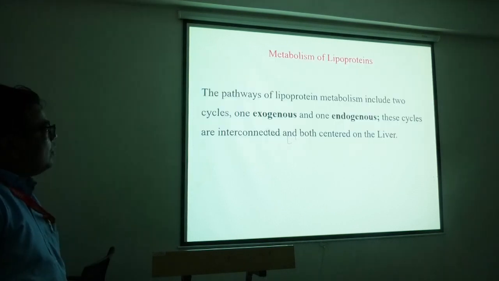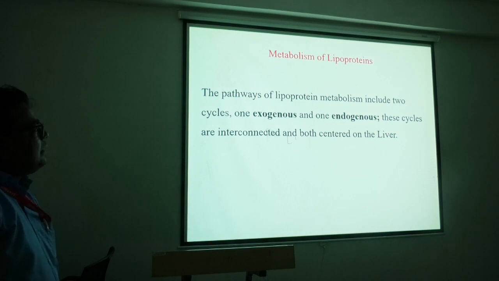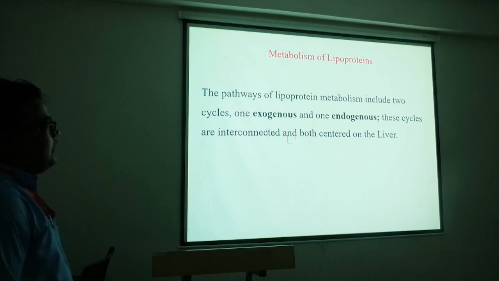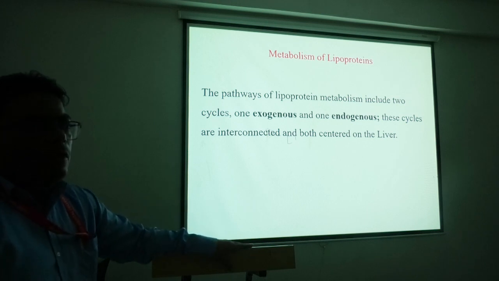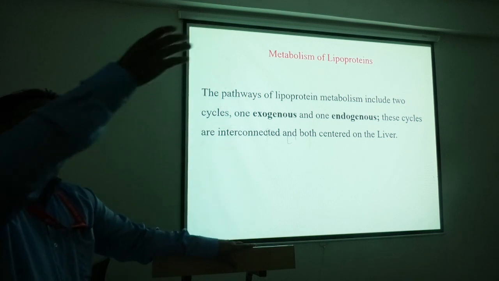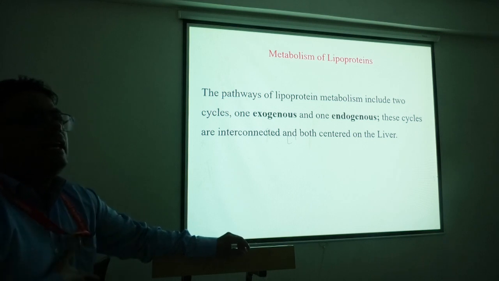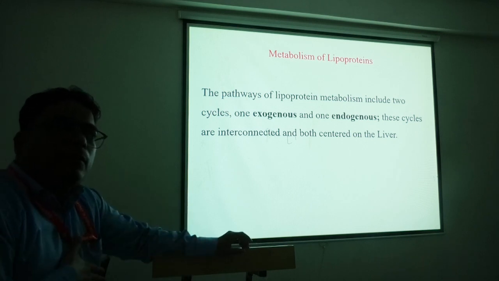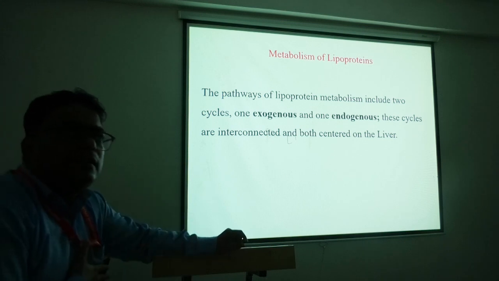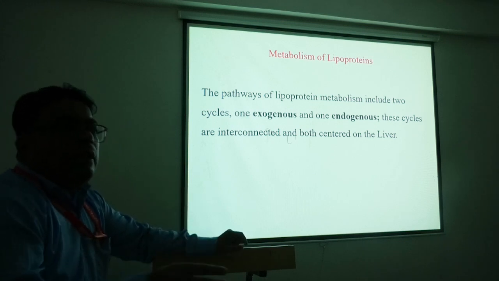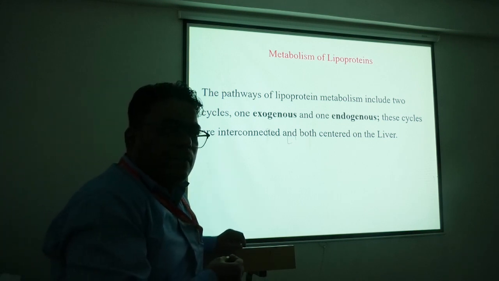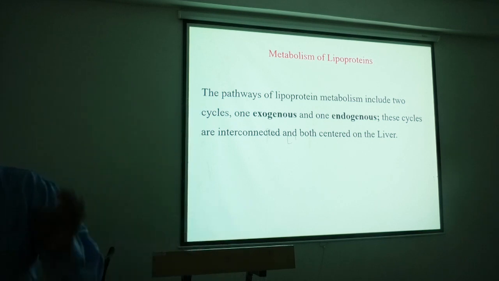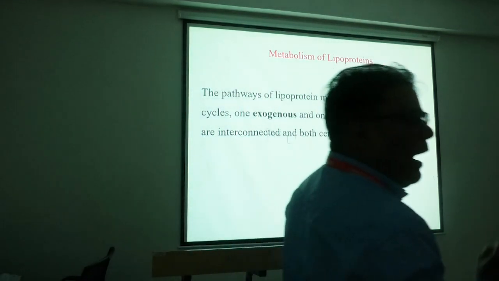Now we see one by one all of these things. Metabolism of lipoproteins. The pathway of lipoprotein metabolism includes two cycles: one exogenous, second endogenous. These cycles are interconnected and both centered on the liver. Triglycerides and lipoproteins that are synthesized in our body are called endogenous. When we take lipoproteins from our dietary sources, it is known as exogenous. You have to understand both terms: what is the meaning of exogenous, and what is the meaning of endogenous?